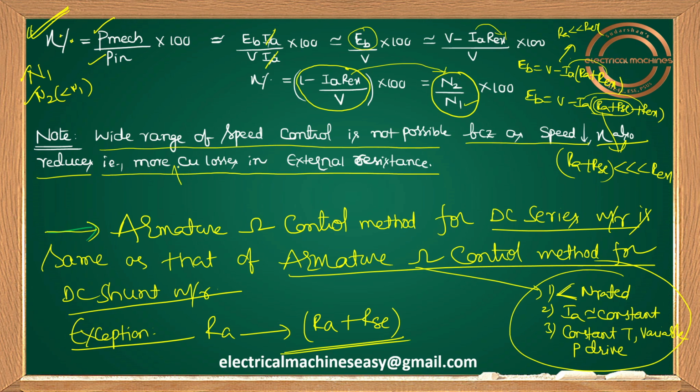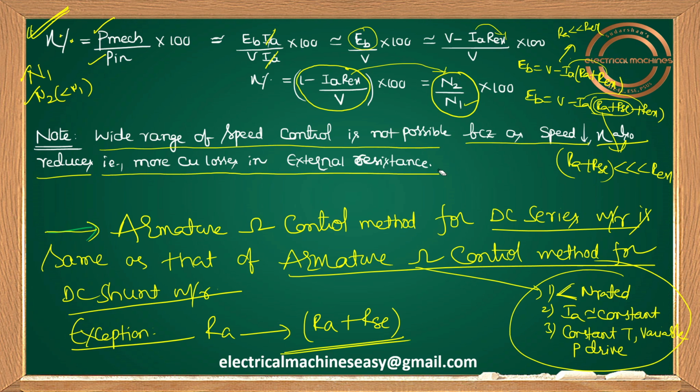Let me write simply: because of more copper losses in the external resistance. That's enough. So this is the armature resistance control method.